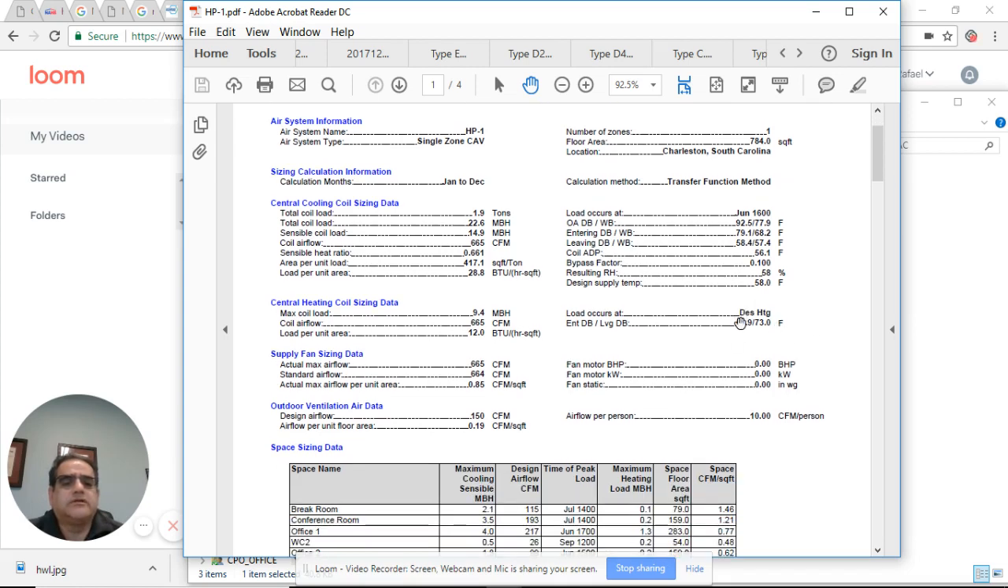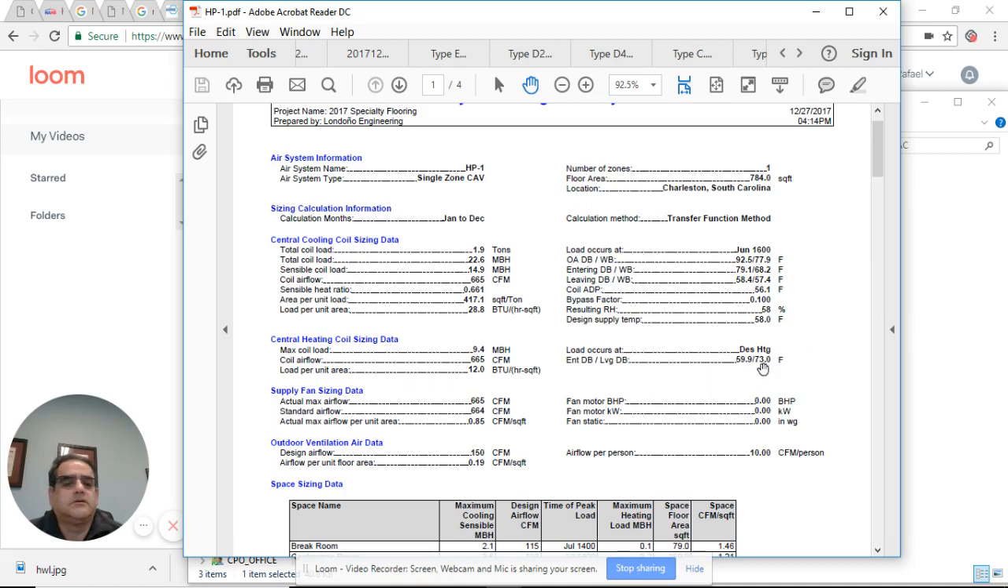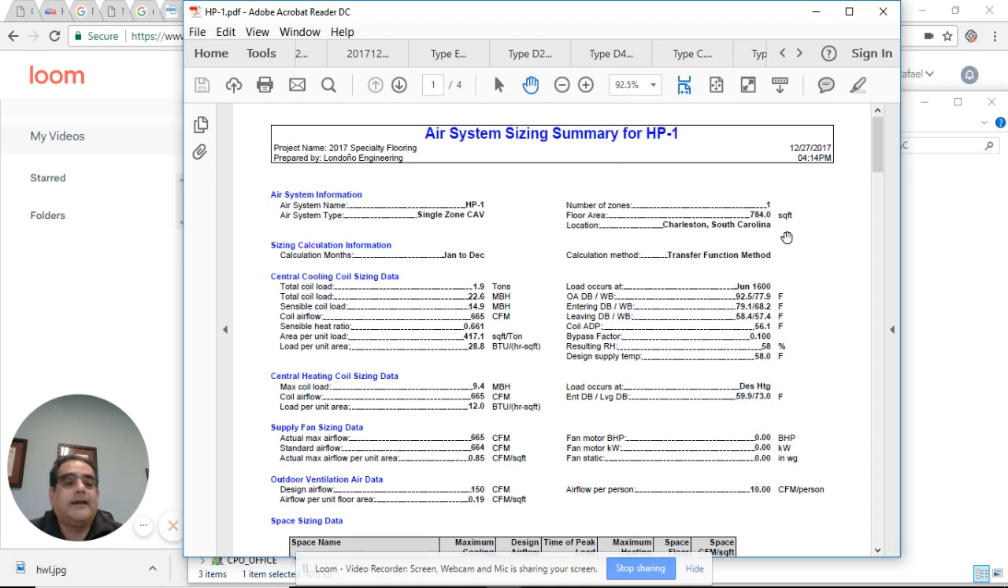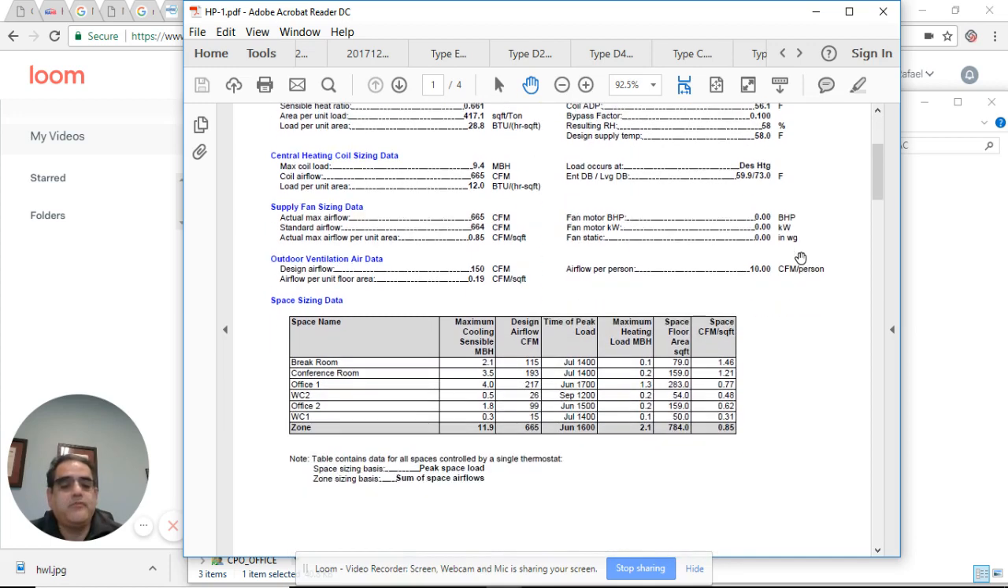What else? It also tells us that the heating load occurs, I think right here, when it's 59.9 degrees outside. Doesn't tell us when. And I'm not sure why it does that. This is the calculation method it uses. There's a couple of ways to calculate air conditioning, and you can do all this by hand. And there's one called a transfer function method, which is what this program uses.